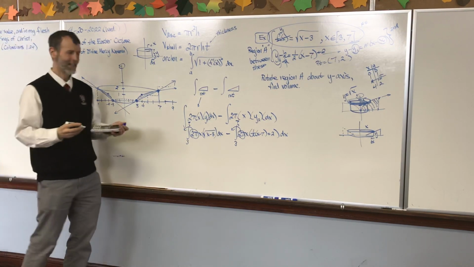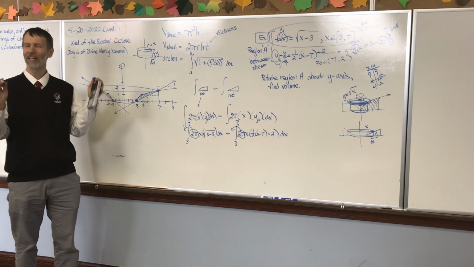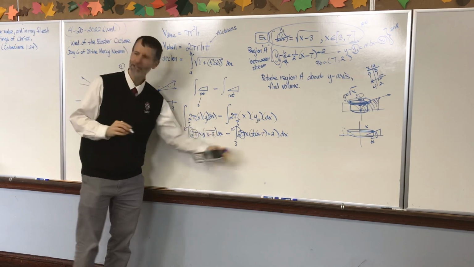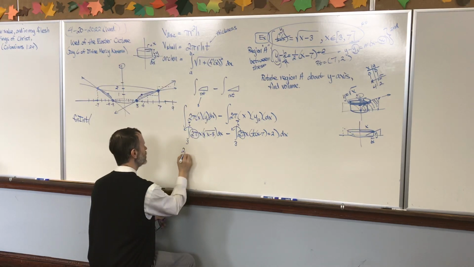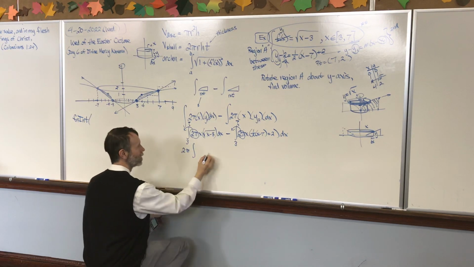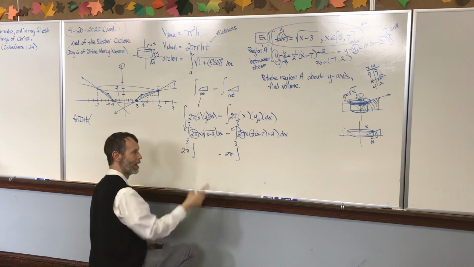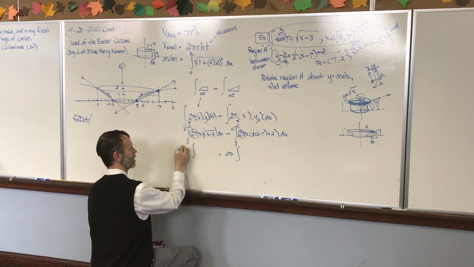Does it make sense? Everybody look up here. It's an easy step, but it's easy to miss. Do you notice both of these have 2 pi's? Let me just rewrite that. So 2 pi times this integral minus 2 pi times this integral. This is a common factor.